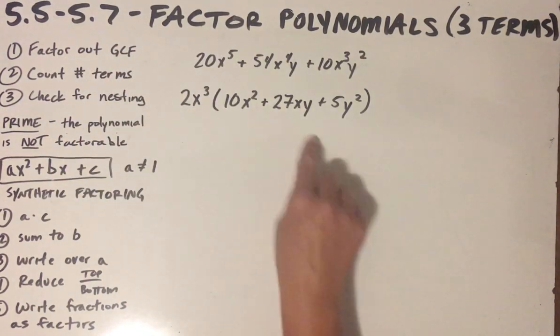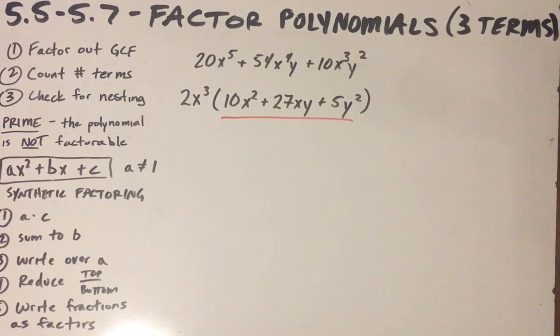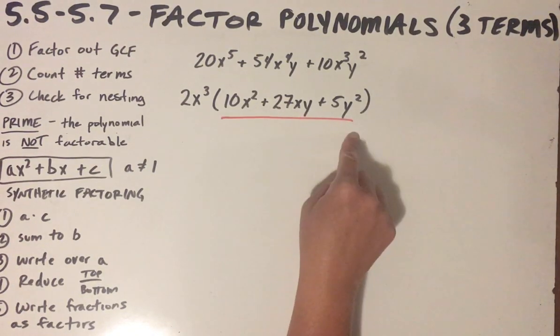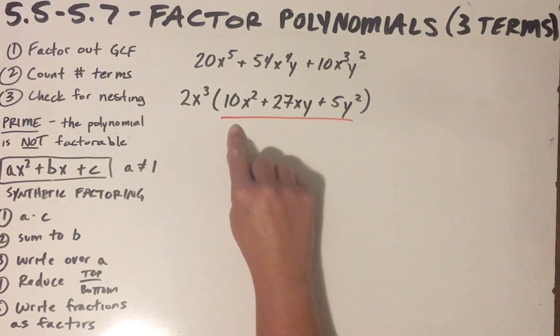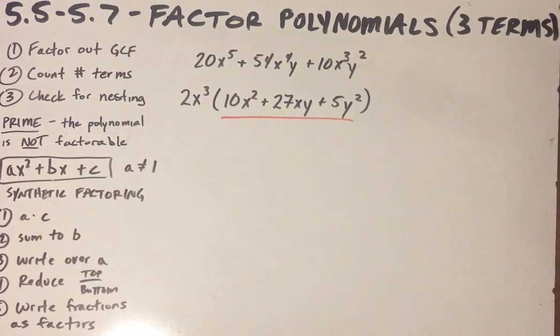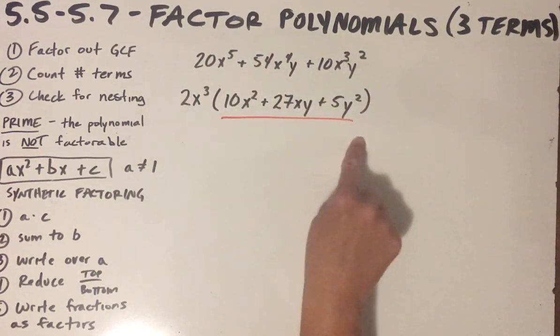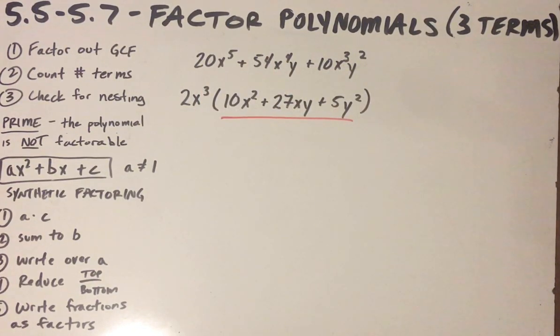Then I'm going to look inside of here. And when I'm looking inside of here, I'm going to say, what kind of polynomial is this? Well, it's a 3-term polynomial with a coefficient greater than 1 or not equal to 1. So it's in this format. And I'm going to have to use synthetic factoring. When I'm using synthetic factoring, I'm not going to refer to the original polynomial. I'm only going to refer to what's inside these parentheses.